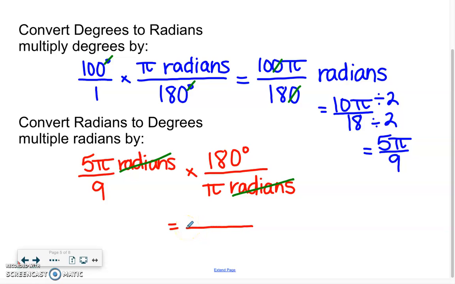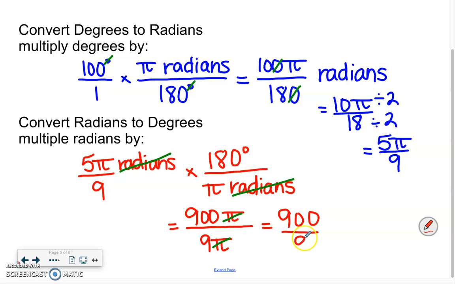Let me grab my calculator. 5 times 180 is 900. So I would have 900 pi. And then on the bottom, 9 times pi would be 9 pi. And then the pi's can cancel because there's one on top, one on bottom. And then you would have 900 over 9. And then it's essentially just what's 900 divided by 9? That is 100. So 5 pi by 9 radians as an angle measurement is the same as 100 degrees as an angle measurement.